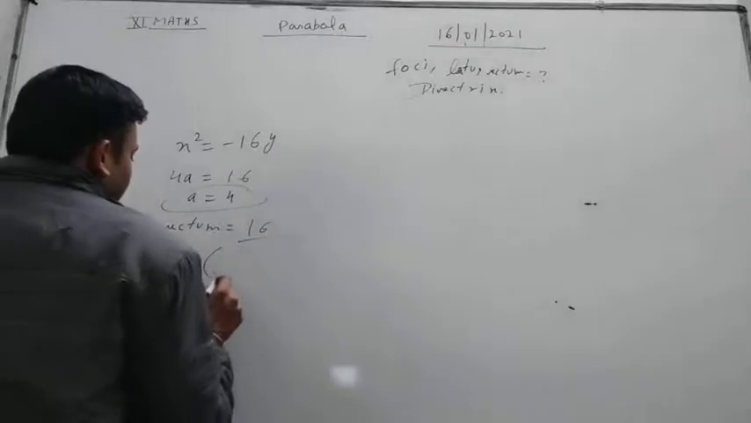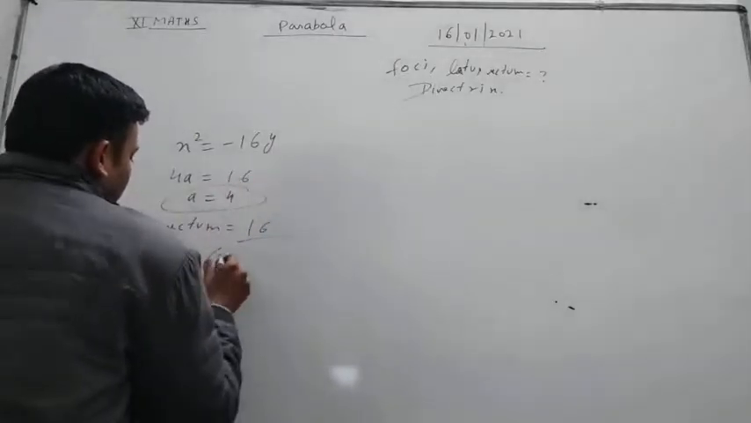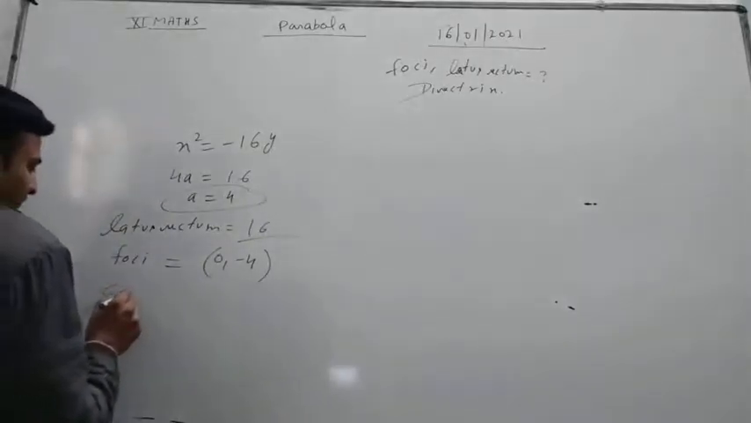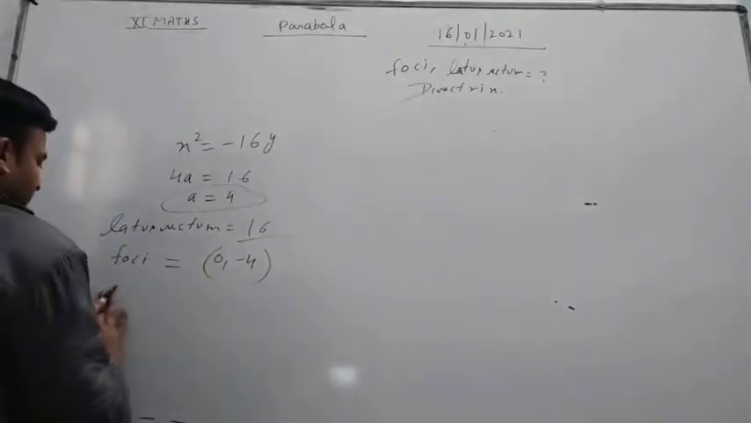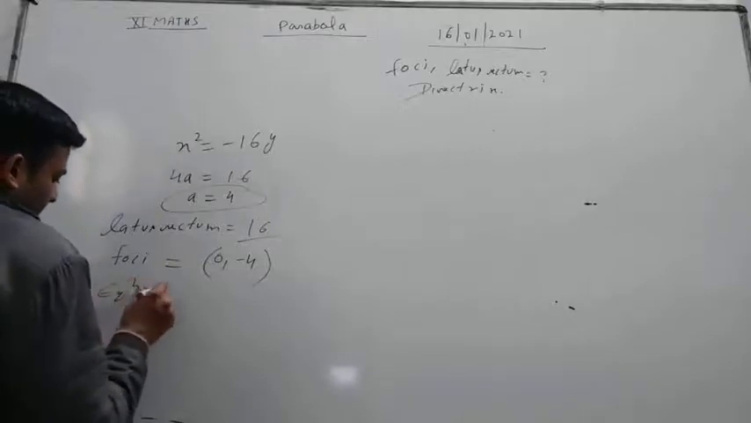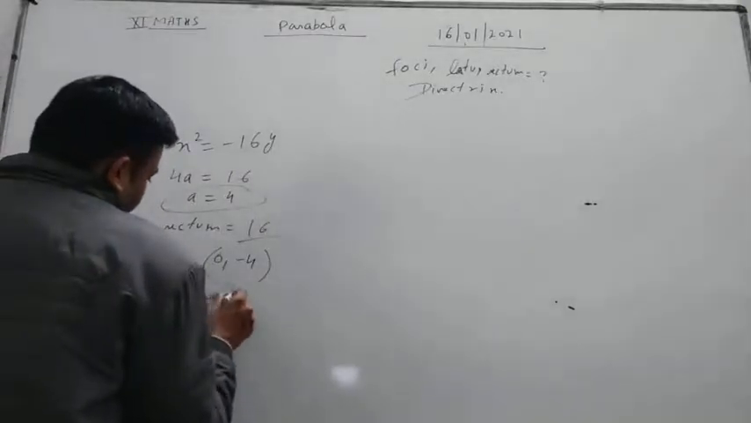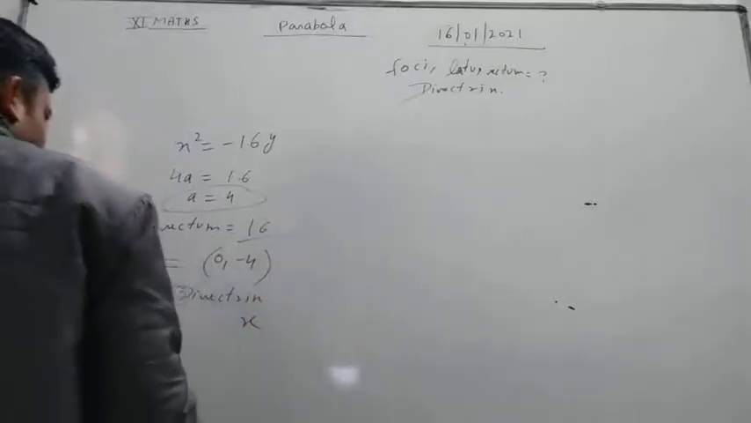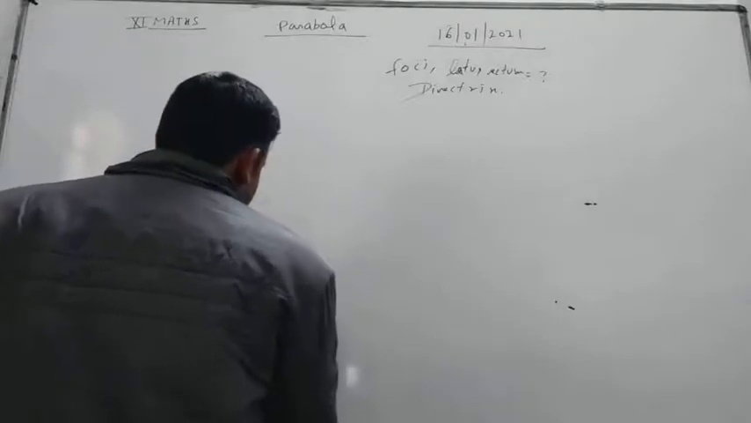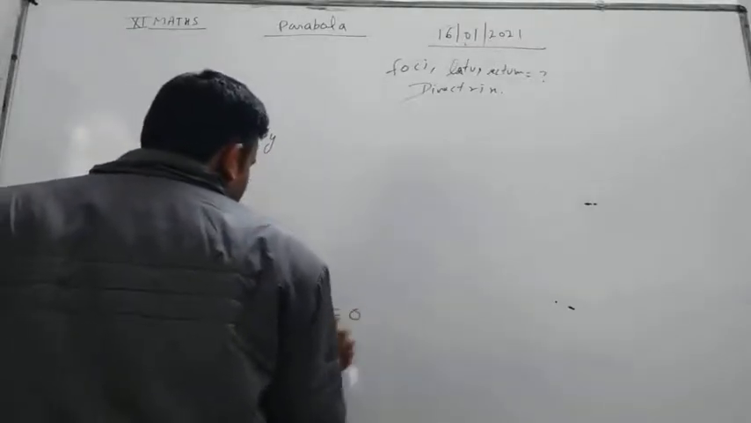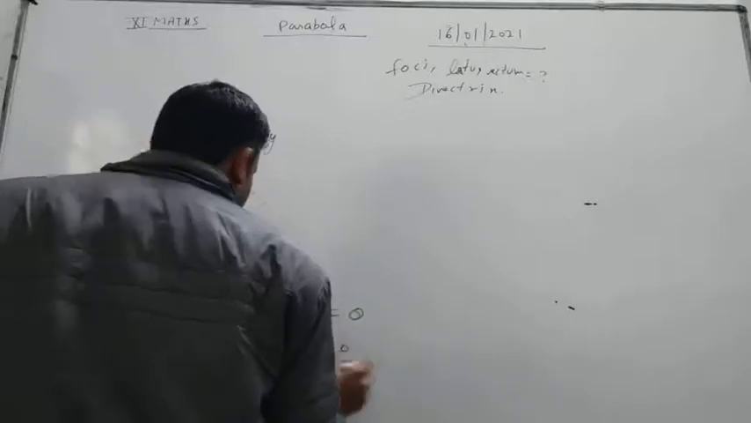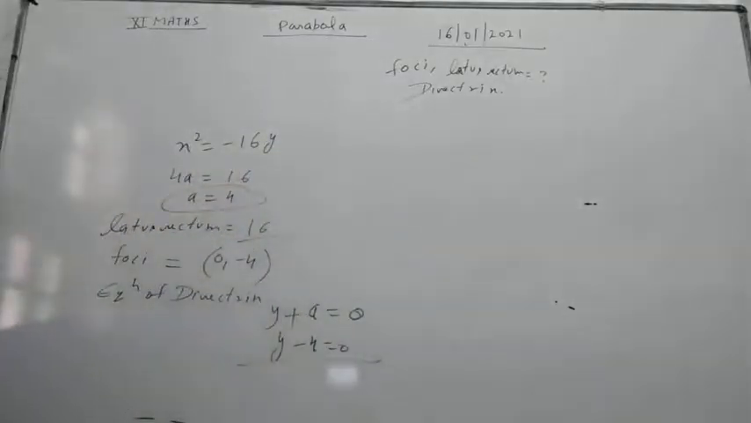And our foci, this is the fourth case, student, so we write (0, minus a), so this will be (0, minus 4), and equation of directrix is equal to y plus a, which is equal to 0. So y minus 4 is equal to 0, and this will be our required result. Okay, student.